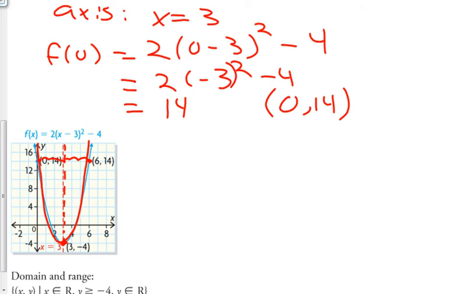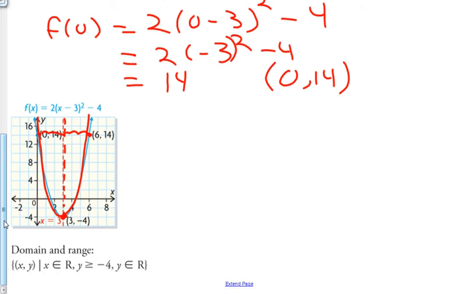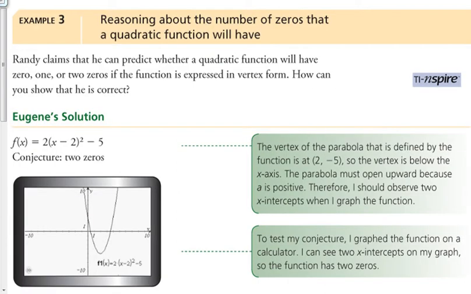The domain for this function, x is valid for all real numbers, y is greater than or equal to negative 4, because we have a minimum in this case, and y is part of the real numbers. Randy claims that he can predict whether a quadratic function will have 0, 1, or 2 zeros if the function is expressed in vertex form. How can you show he's correct?